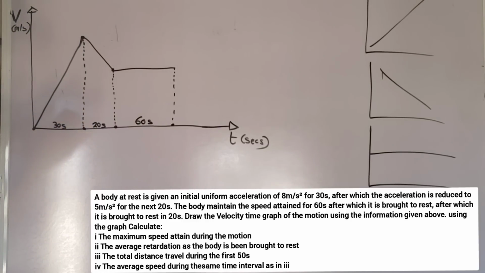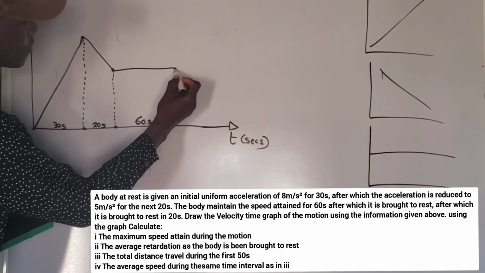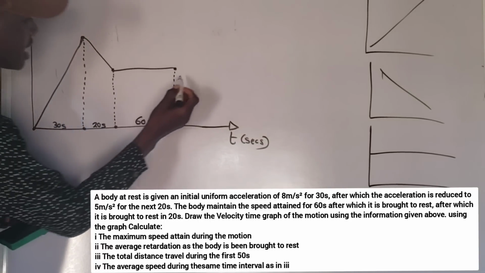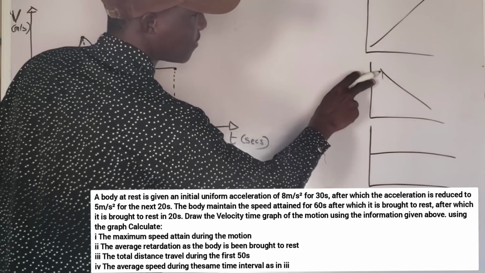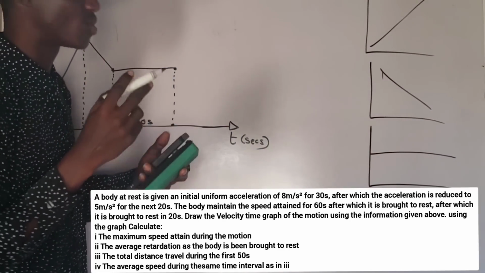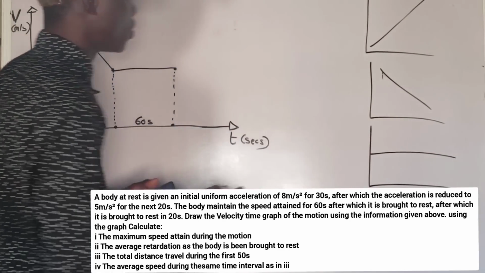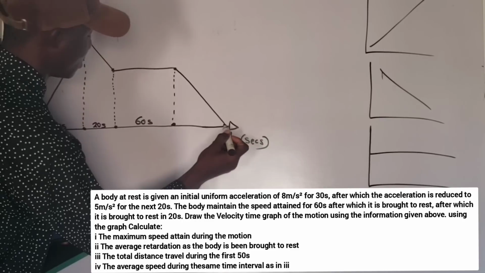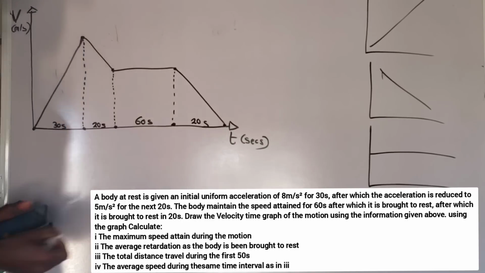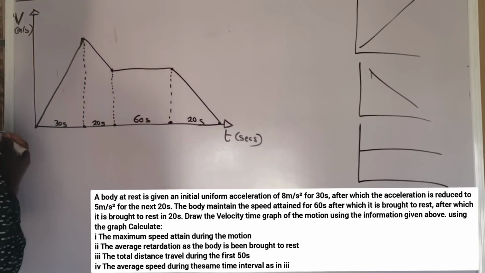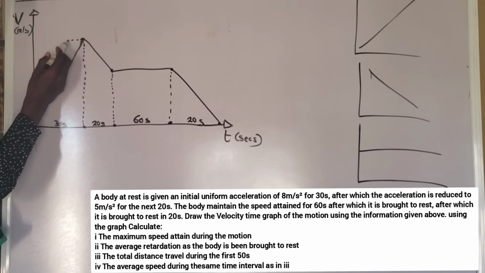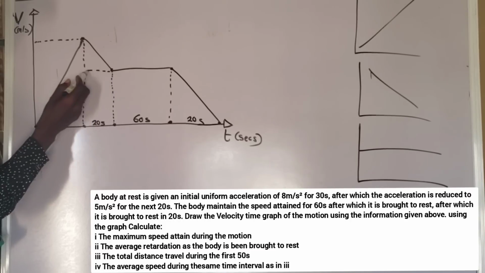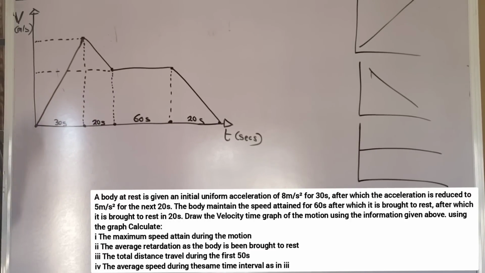Now, let's proceed. After which it is brought to rest in 20 seconds. Now, having maintained this speed for 60 seconds, the body now comes to rest in 20 seconds. That means that, and I told you that when the body comes to rest, the velocity time graph will look like this. So, we're going to have this. You understand? So, from this point to this point is what? 20 seconds. Okay, so this is how the velocity time graph will look like. Let us trace this to this point. Let's trace this also. This is how the velocity time graph will look like.